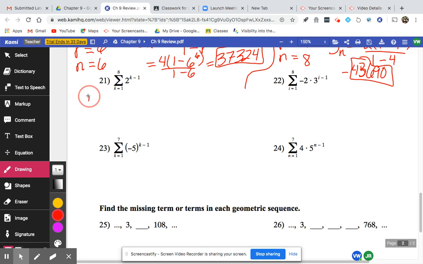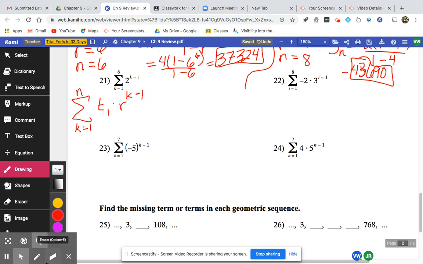So, in sigma notation, they usually give us a variable. In this case, it's k. And they give us whatever n is on top. So n is always going to be on top of the sigma. Your term 1 is going to be the very first thing that's listed, times your rate to that variable on the bottom minus 1.